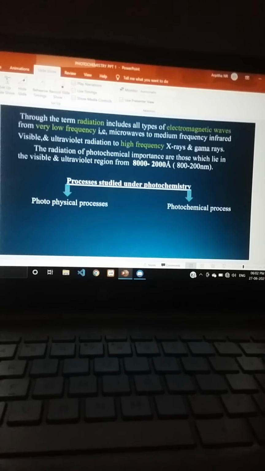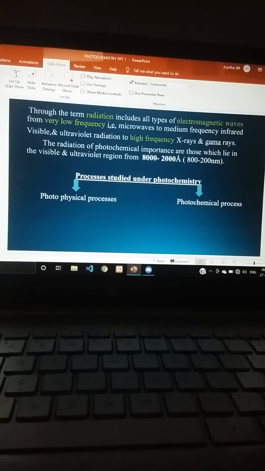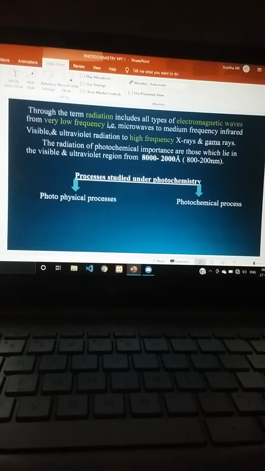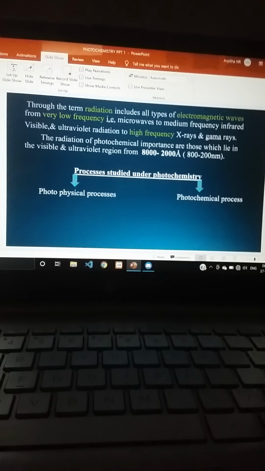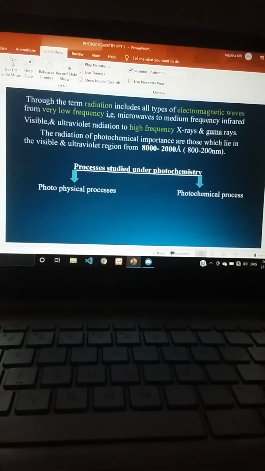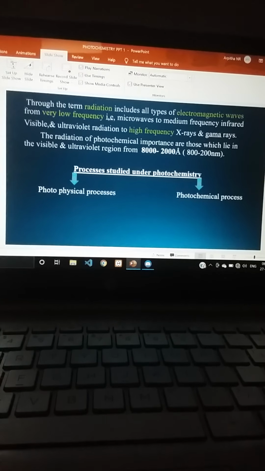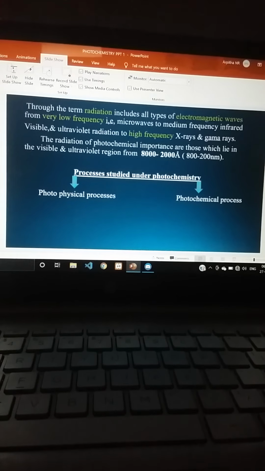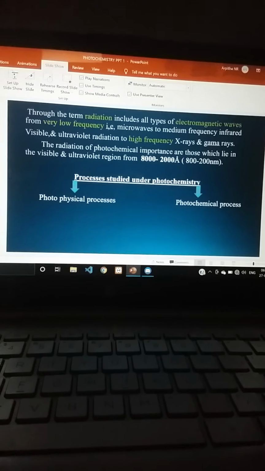The next important thing is radiations. So what do you mean by radiation? Radiation means which includes electromagnetic waves. The electromagnetic waves contain microwaves, gamma rays, X-rays, etc. The radiation of photochemical importance are those which lie in the visible and ultraviolet region from 8000 to 2000 angstrom.